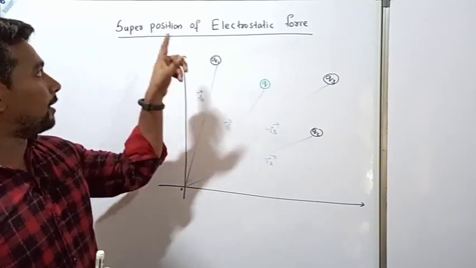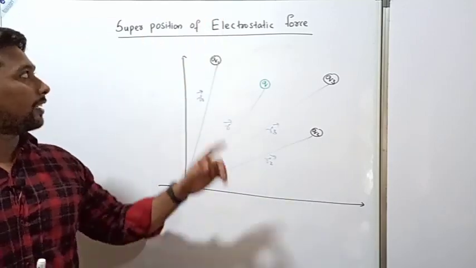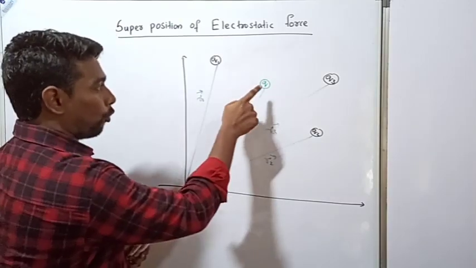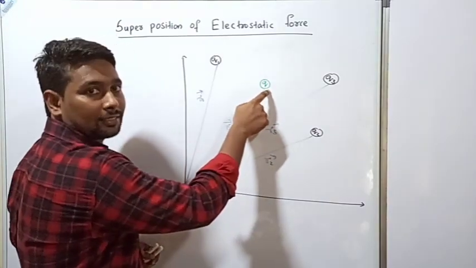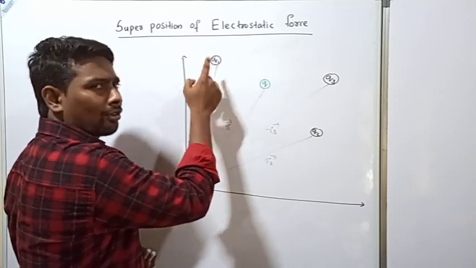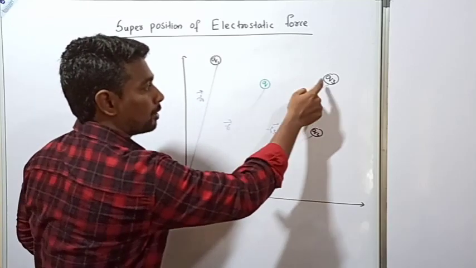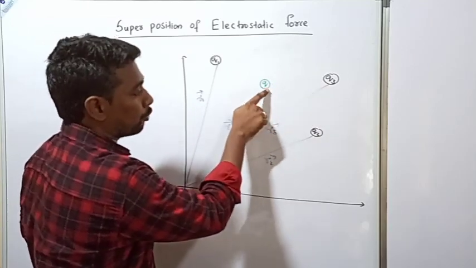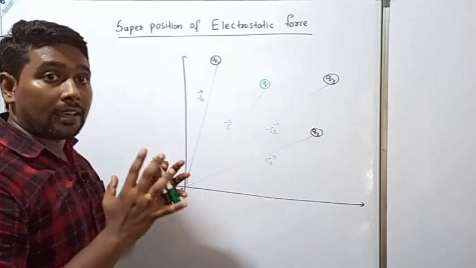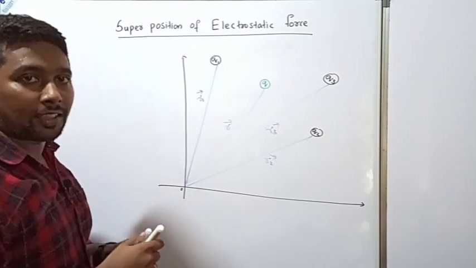To find this, we need the superposition principle. The superposition of electrostatic force says that if you want to find the force on this charge, first of all we know that there will be a force of attraction or repulsion between these two charges, and also between these two charges, and also between these two charges, right? So we have to take the vector sum, then only we will get the resultant force.